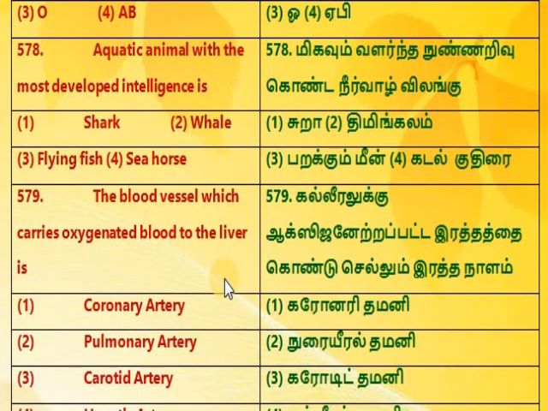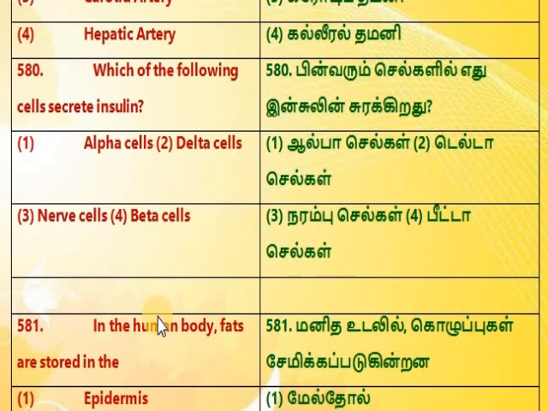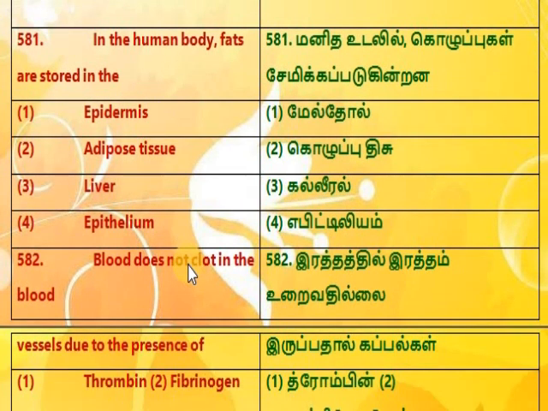578. Aquatic animal with the most developed intelligence is: 1. Shark, 2. Whale, 3. Flying fish, 4. Seahorse. 579. The blood vessel which carries oxygenated blood to the liver is: 1. Coronary artery, 2. Pulmonary artery, 3. Carotid artery, 4. Hepatic artery. 580. Which of the following cells secrete insulin? 1. Alpha cells, 2. Delta cells, 3. Nerve cells, 4. Beta cells. 581. In the human body, fats are stored in the: 1. Epidermis, 2. Adipose tissue, 3. Liver, 4. Epithelium.